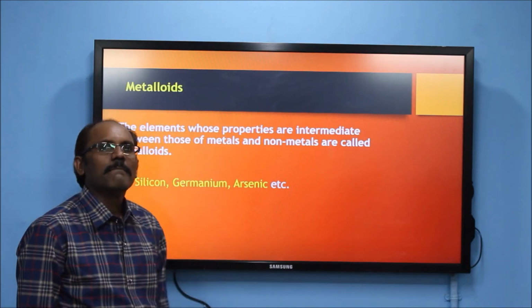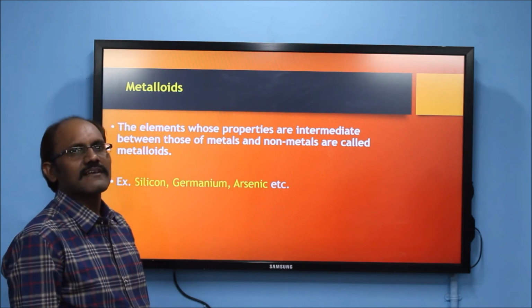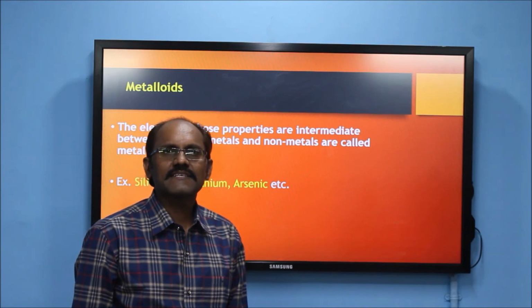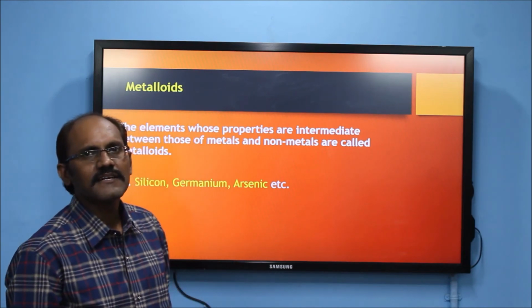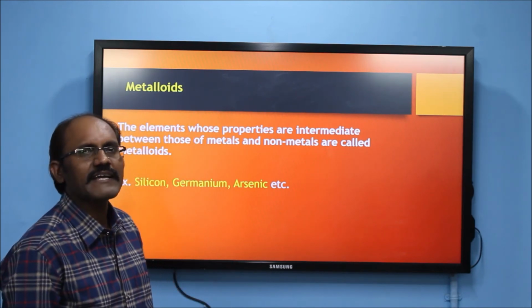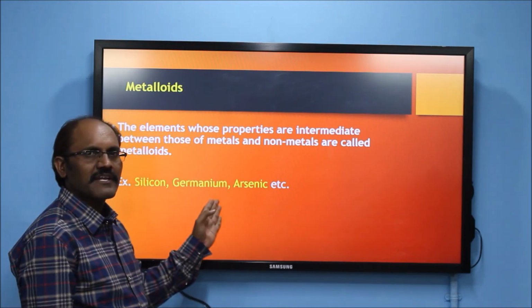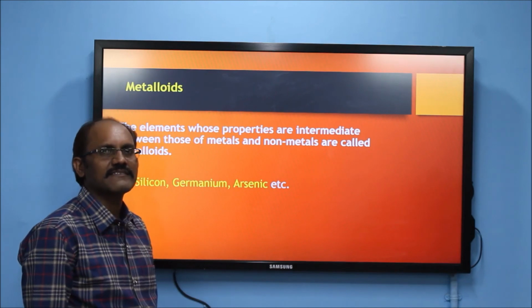Next topic is metalloids. Metalloids are the elements which possess the characteristics of both metals and non-metals. Some of the examples of metalloids are silicon, germanium, arsenic, etc.